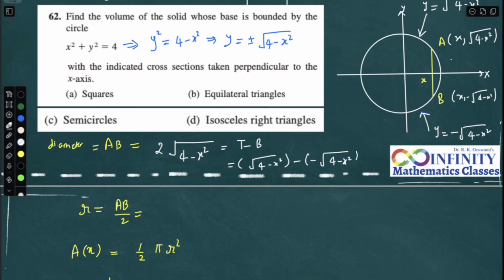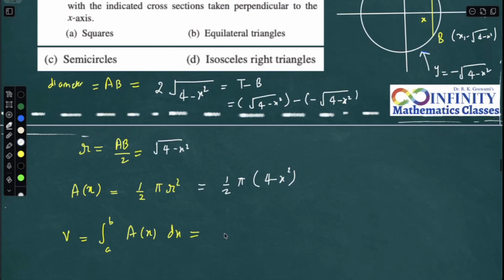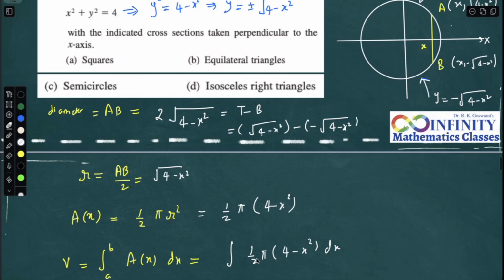Now, can you please tell me what should be the radius there? So the radius should just be square root of 4 minus x squared. Perfectly okay. The area is going to be 1 by 2 pi, 4 minus x square. What should the volume be? Volume is going to be 1 by 2 pi, 4 minus x square. Look at the complete picture. Tell me what should be the range of x.